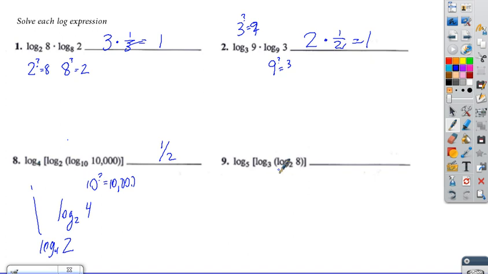Same thing here. Start from the inside and work out. 2 to what power gives you 8? 3. What is log base 3 of 3? Well, anytime you take the log that has the same base as its number, you get 1 every time. So 3 to the 1st power gives you 3. What is log base 5 of 1? So 5 to what power gives you 1? And the only power that does that is 0. Any number raised to the 0 power always gives you 1. So the answer for number 9 is 0.